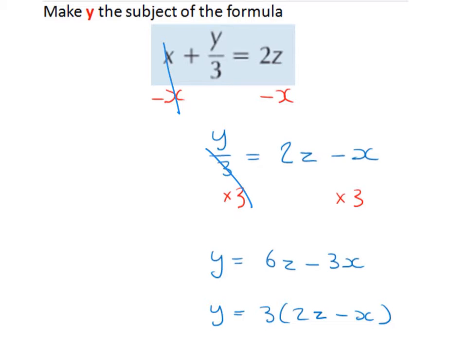So I've got Y equal to 2Z times 3, which is 6Z, minus X times 3, which is minus 3X. And then I can factorize by taking out 3 as the highest common factor. 3 into 6Z leaves me with 2Z, 3 into minus 3X leaves me with minus X. So Y is equal to 3 times (2Z minus X).